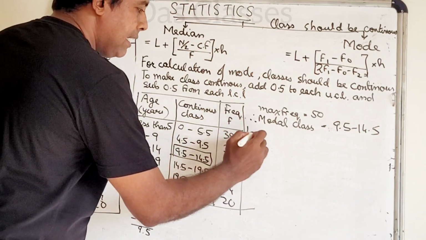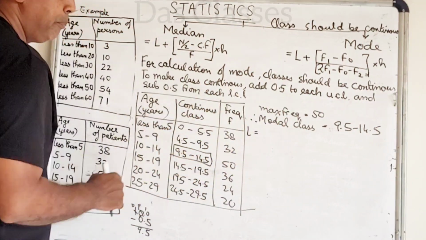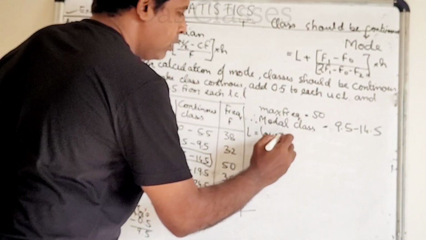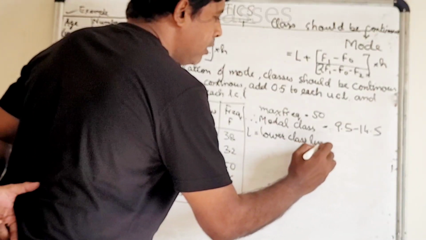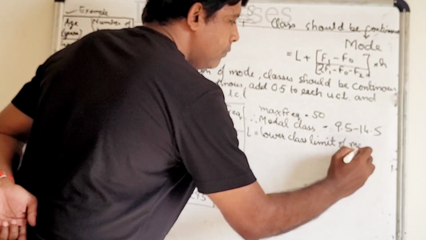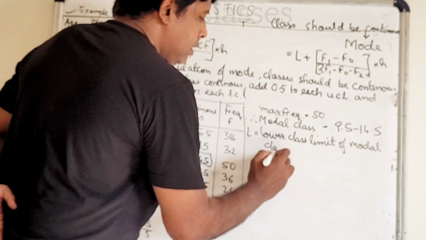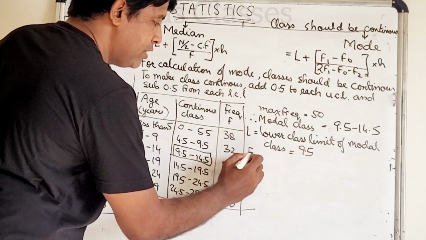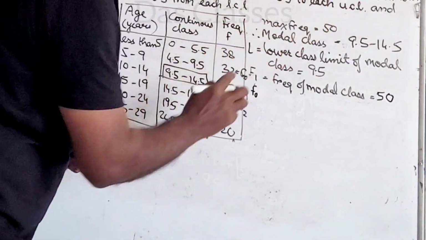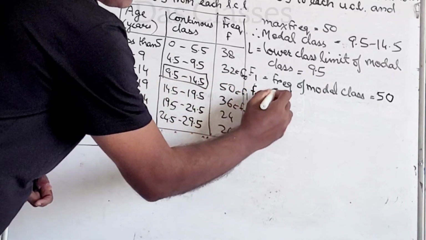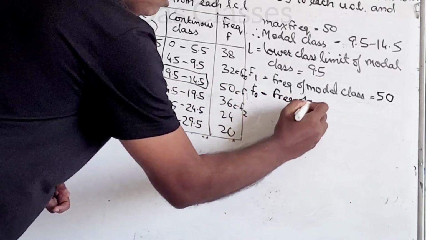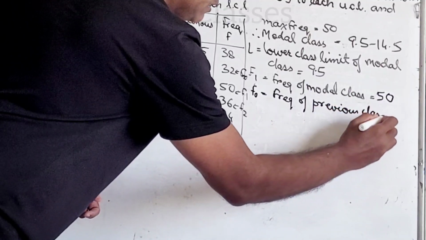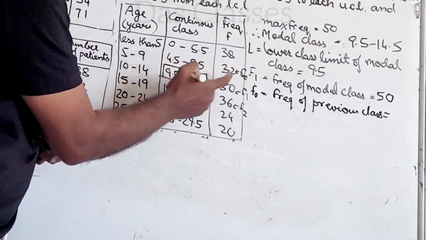Let's write the things. L we already wrote in the previous one, so I'm directly writing it. Lower class limit for your benefit, lower class limit of modal class. So the lower class limit of the modal class is 9.5. Then you want F0. F0 is the frequency of the previous class, before the modal class, that is 32.